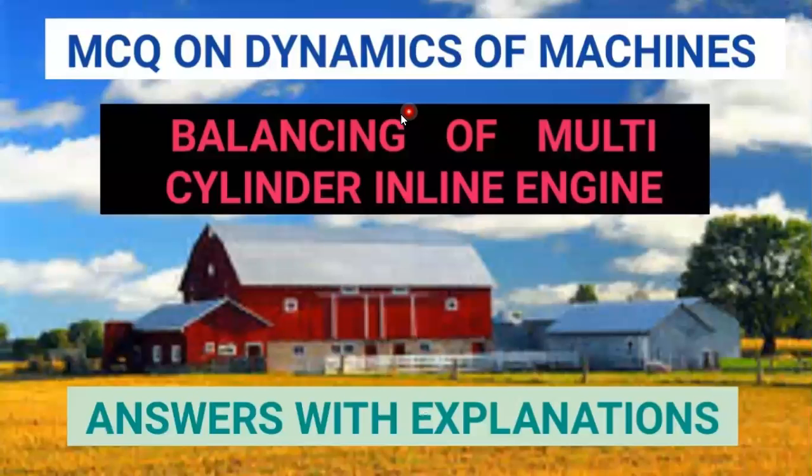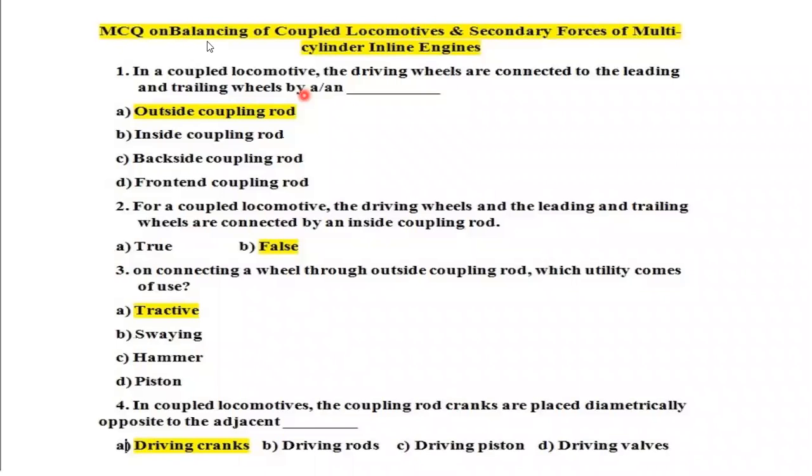In this video, we are going to see multiple choice questions on dynamics of machine. The topic is balancing of multi-cylinder inline engine. So we're going to see balancing of coupled locomotive and secondary forces of multi-cylinder inline engine. In coupled locomotive, the driving wheels are connected to the leading and trailing wheel by an outside coupling rod. We already saw this question in a previous video also. So this is a very important question.